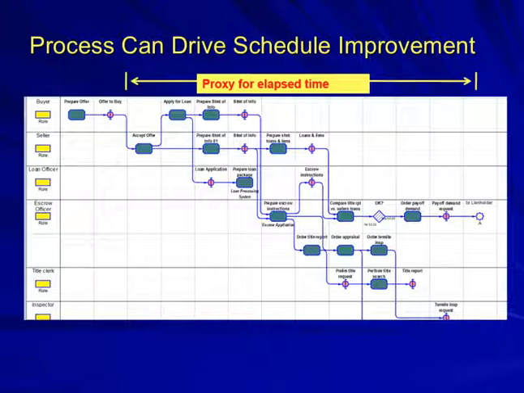First, the process model can be a proxy for the elapsed time. In other words, by finding out and compiling how much time each task in the process takes to execute, you can get an estimate for the elapsed time from the starting point to the end point in the process.